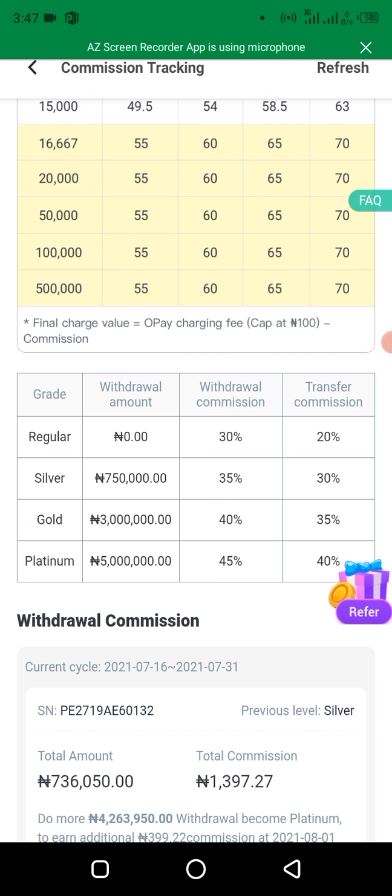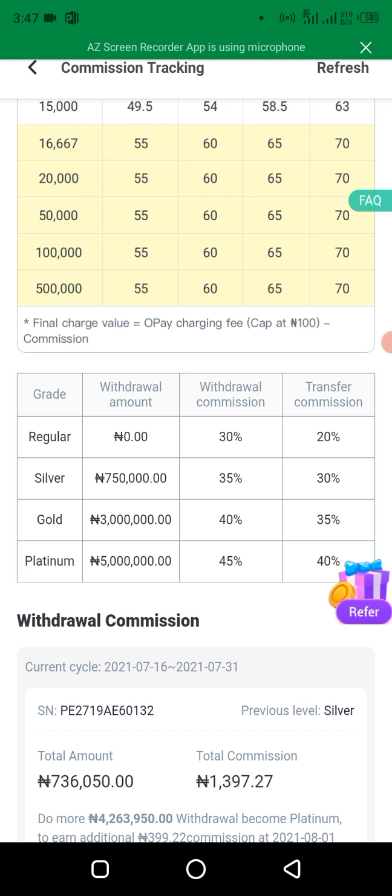So if you are a silver merchant, they will return 35% of that 100 naira they charge you. So 35% of that 100 naira they charge you, that's like 35 naira, which is what they will return back to your account, which means they only debit you 65 naira for the transaction.